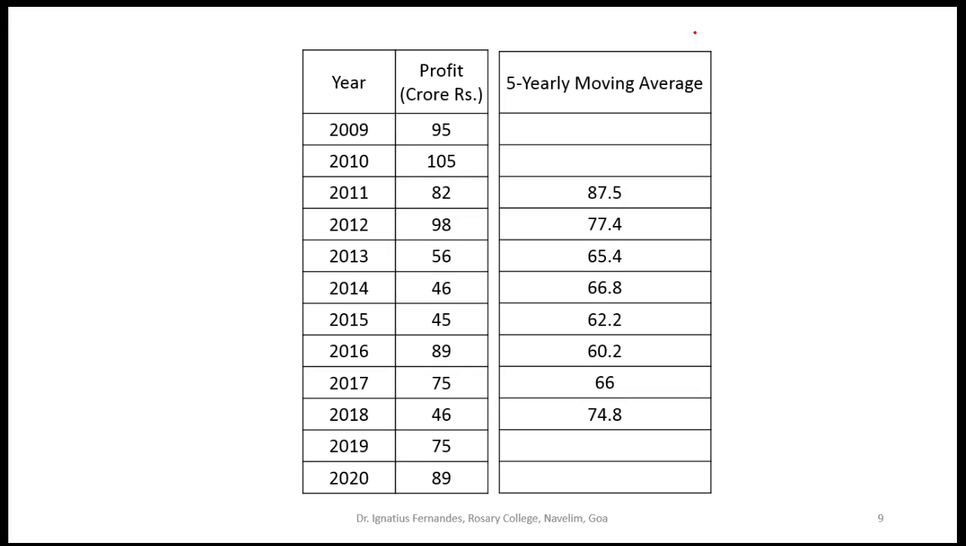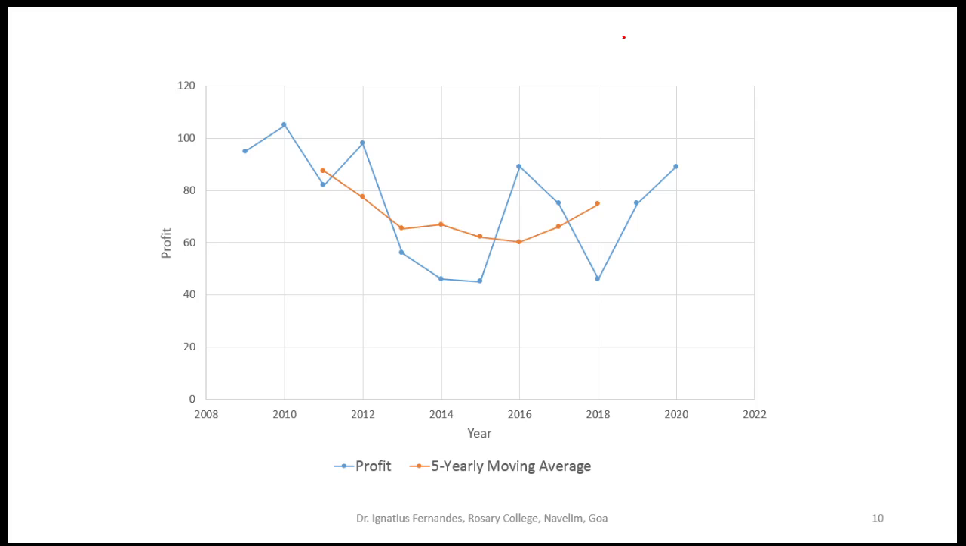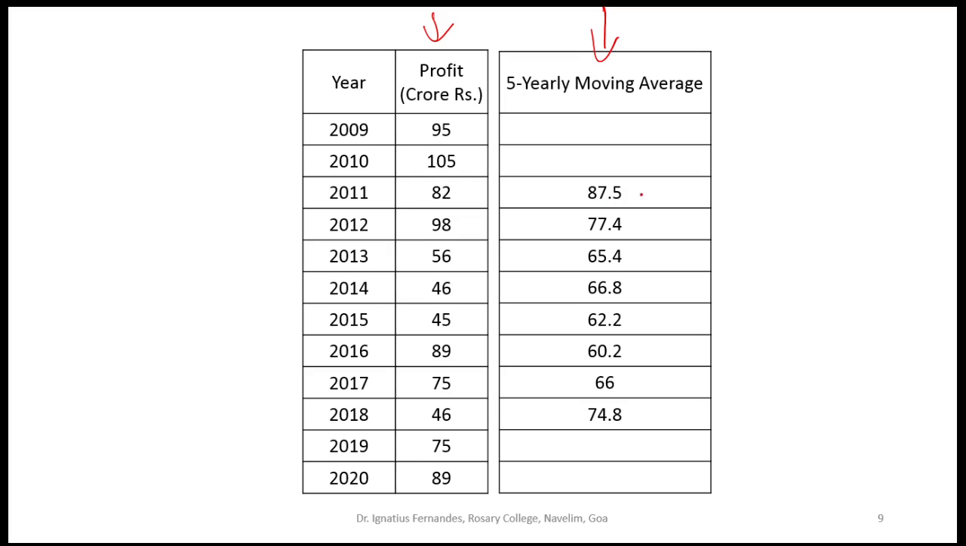If I put this into a graphical representation, I can draw a graph for the profit, and against it draw the graph for the 5 yearly moving average. What I'll get is a graph something like this. This blue line is the actual profit values. You know how to plot it. Then I have plotted each of these values against the year where it is marked. For 2011 it is 87.5.